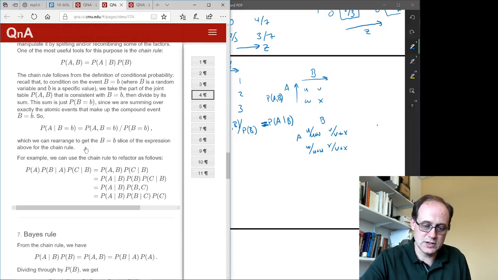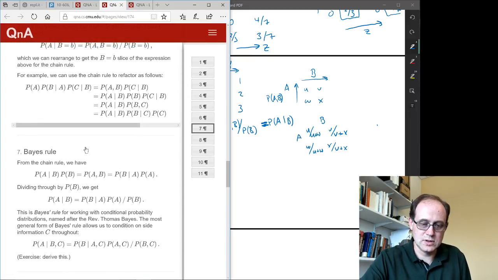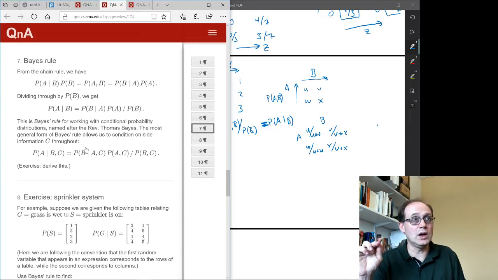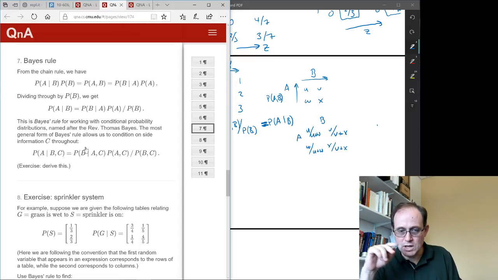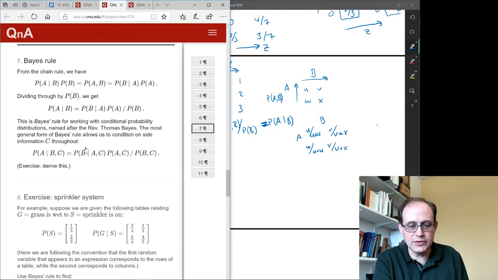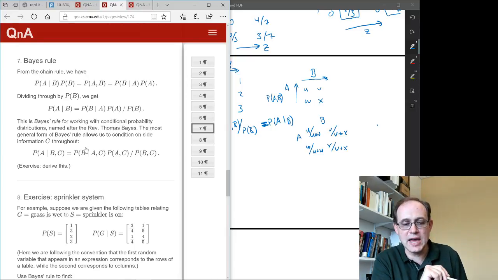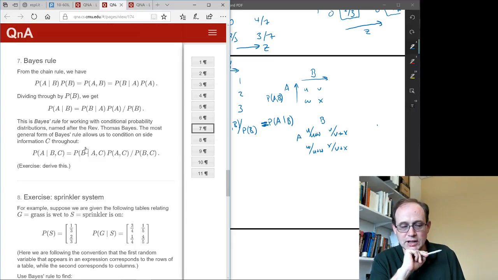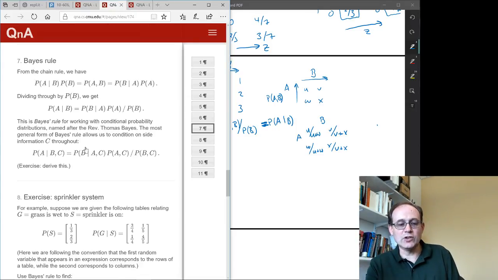All right, so let's go back down. I want to get to Bayes' rule. From the chain rule, P of A and B together, the joint distribution, we can represent either as P of A given B times P of B, or P of B given A times P of A. If we divide through by P of B, we get that P of A given B is equal to P of B given A times P of A divided by P of B. This is a very famous law of probability, called Bayes' rule after the Reverend Thomas Bayes, who first described it.